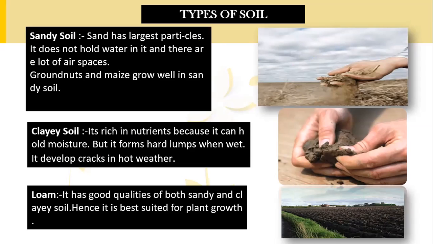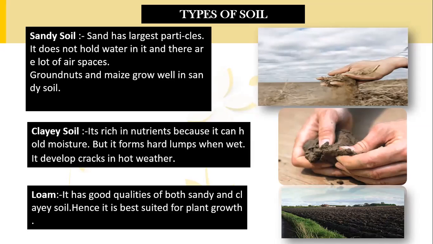अगर इस तरह के सॉइल में आप पानी डालेंगे और अगर पानी ज्यादा हो जाए तो उसमें लम्प्स बन जाते हैं, गांठें सी बन जाती हैं. बट यही सॉइल अगर तेज धूप हॉट वेदर का शिकार हो जाए तो इसमें क्रैक्स पड़ जाते हैं. दैट्स व्हाई even this is, okay, you can grow plants but it's not so suitable. Fine. The third kind is the best kind, loam. It has good qualities of both sandy and clay soil, hence it is best suited for plant growth.